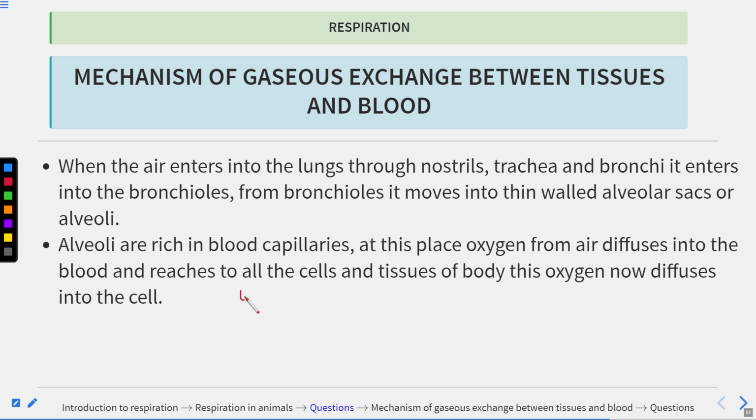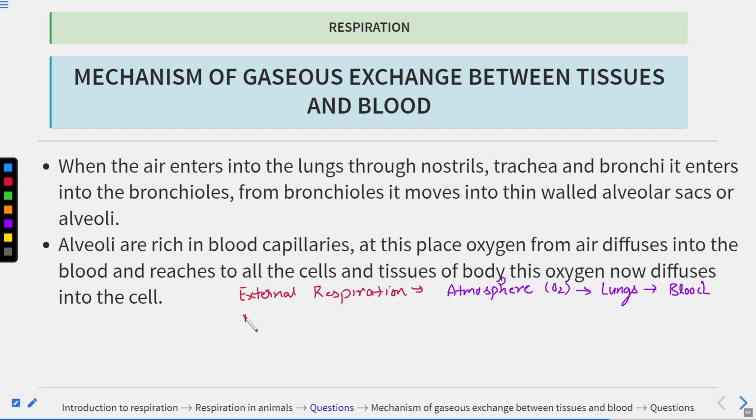If we talk about external respiration, what happens during external respiration? Here the exchange of gases takes place between the organism and the environment. The oxygen which is present in the atmosphere enters into the lungs, and from the lungs it enters into the bloodstream. Correct?